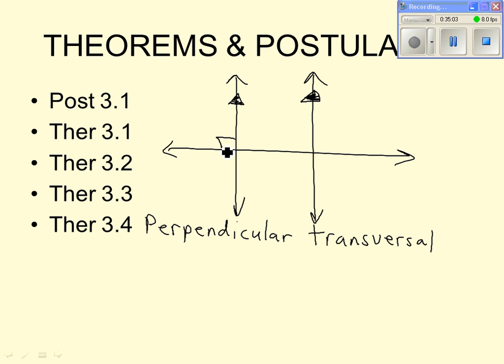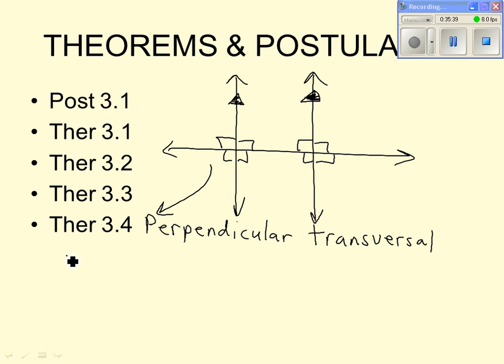They're all right angles. So if one parallel line is perpendicular to the transversal, then the other parallel line has to be perpendicular to it. And we know all these are right angles. So that's what theorem 3.4 says. It's called the perpendicular transversal theorem. If you know you have one right angle there and the two lines are parallel, then all the angles are going to be right angles.